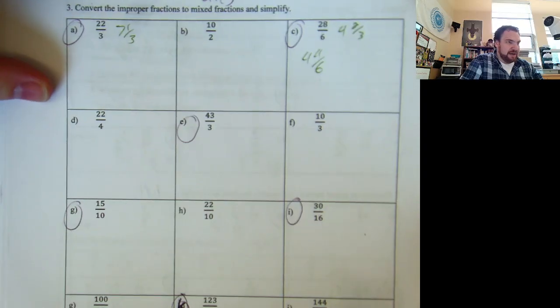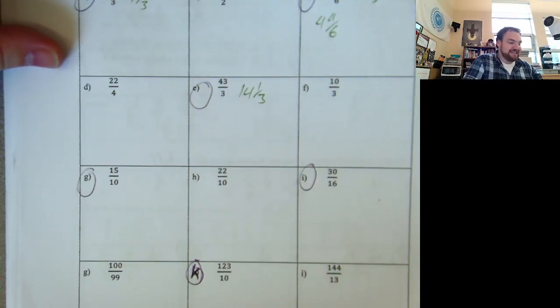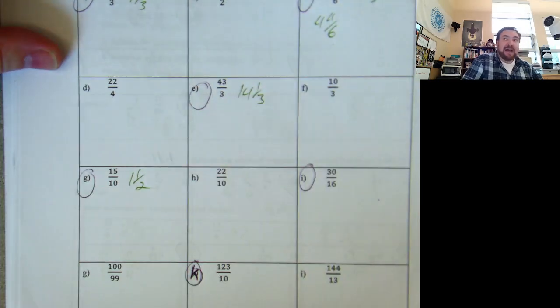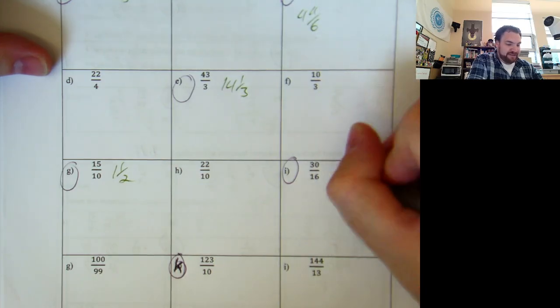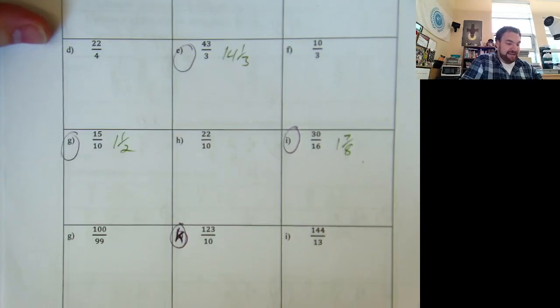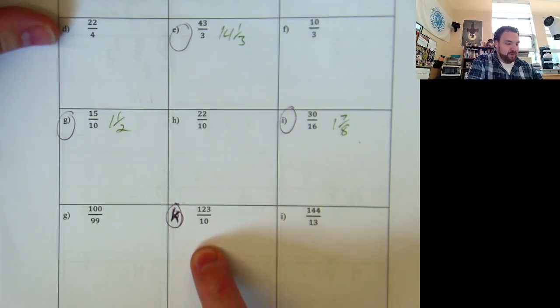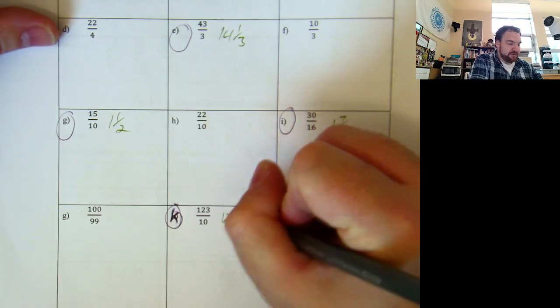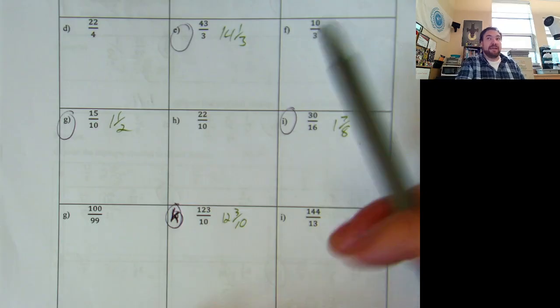43/3, 42. Yeah, it's 14 1/3. 15 tenths is going to be 1 1/2. I is going to be 1 7/8. And K, which would be the second letter H, if you didn't fix it, is going to be 12 3/10. Are there any comments, questions, concerns on any of those? Yes. Which one? E? Okay.